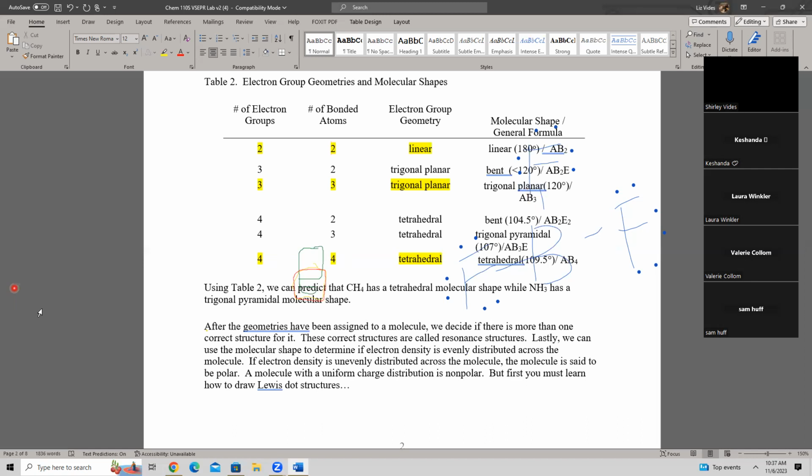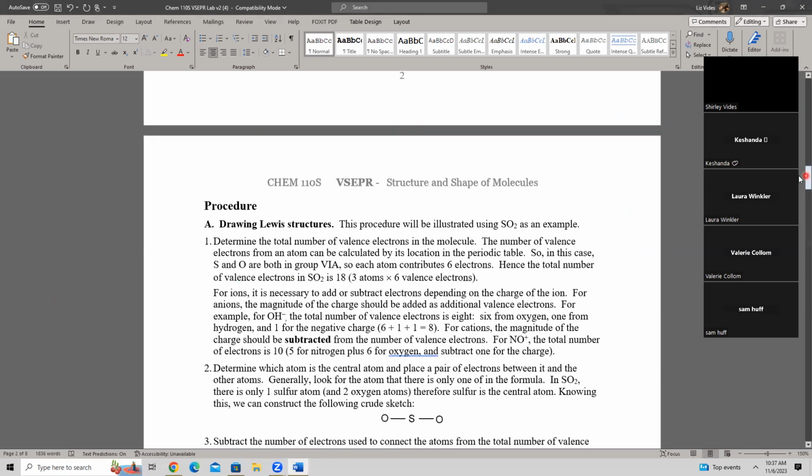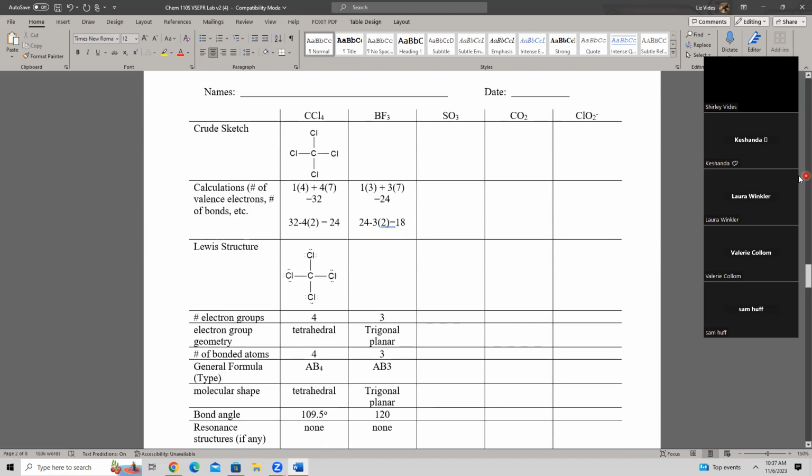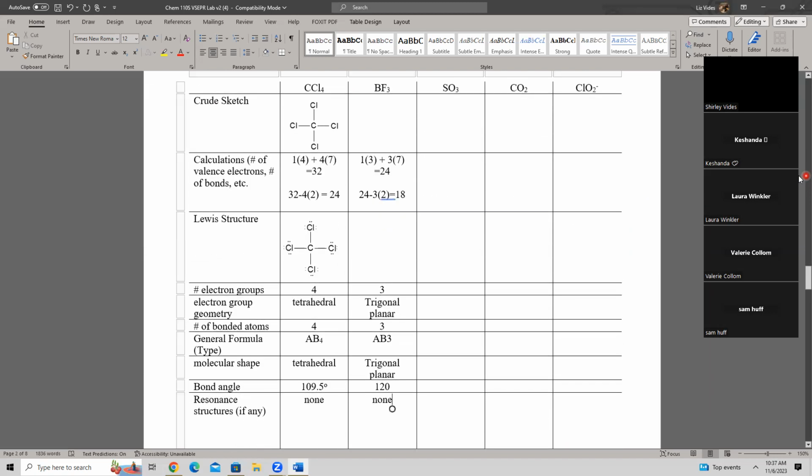All right, let's trash that one and let's do another one. If we still have time, do we still have time? A little bit, right? We have about 8 minutes or so? All right, let's look at the next one. SO3. Let's do the math. Okay, so we got 1 sulfur, right? And it is in group 6. Plus, we have 3 oxygens, which are also in group 6. That gives us a total of 24, yes?